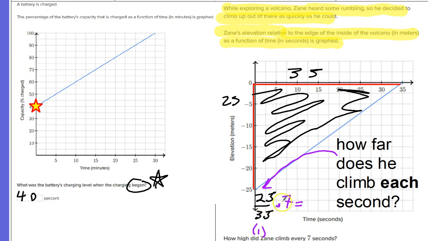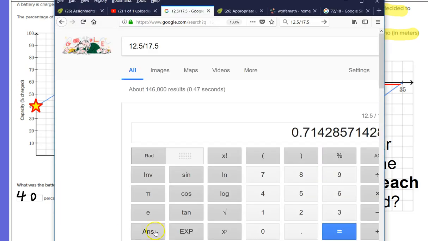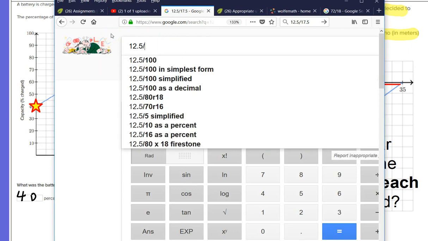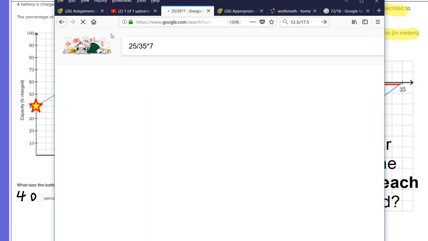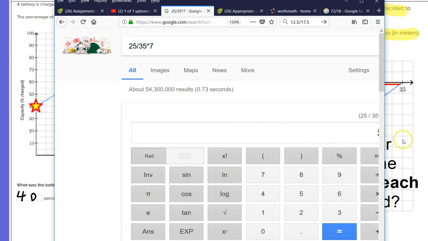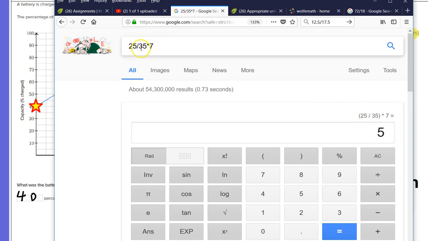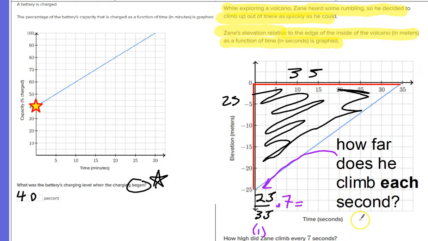Now, if I was really good at simplifying, I would do 35 divided by 7 is 5, and then 25 divided by 5 gives me 5 over here, but I'm not good at any of those things, so I'm going to put them in a calculator. 25 over 35 times 7, I just put the whole thing in, and it gives me, of course, 5. I'll just make it bigger. There. So the 25 divided by 35, that's the slope. So that's per 1 second times 7 seconds gives me how far he travels in 7 seconds, and that's going to be 5. And so my answer here is 5. And this is really tricky. This kind of problem is going to come up over and over again.